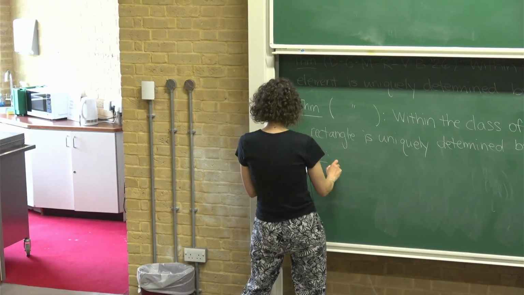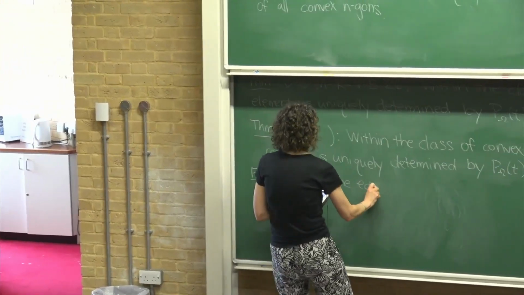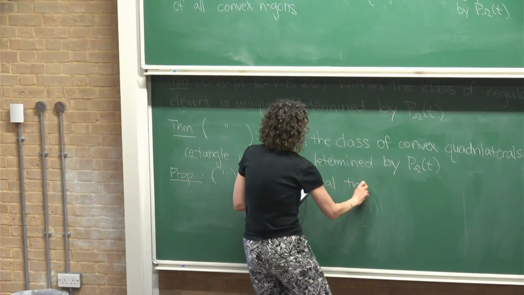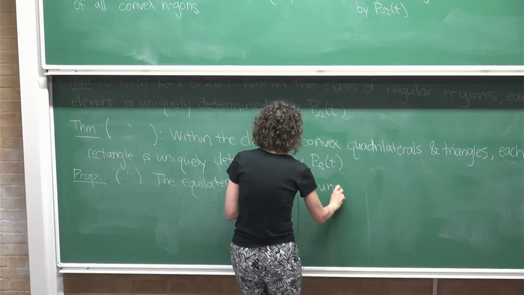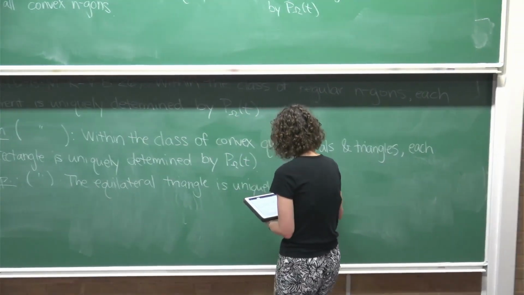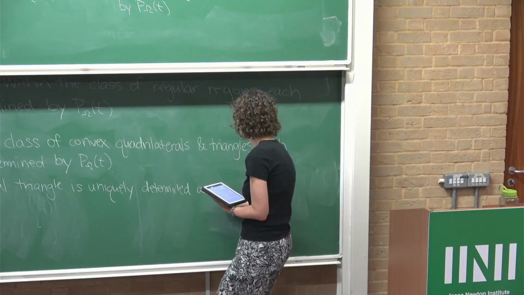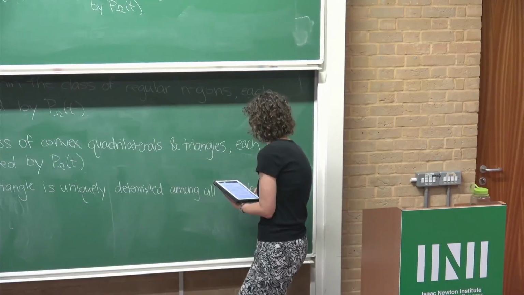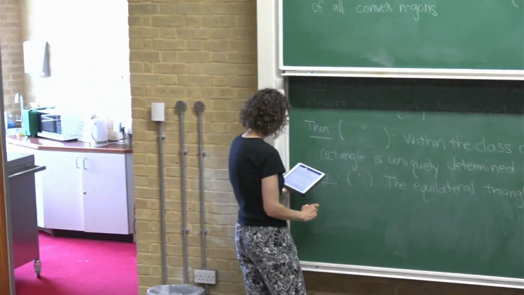But what about triangles? The equilateral triangle is uniquely determined among all triangles. Watch out, there's audience participation coming up again.